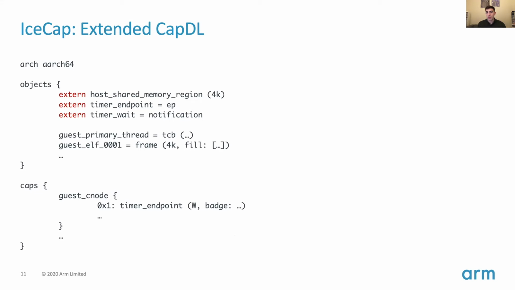CapDL used at platform runtime by the guest owner allows for the referencing of external objects provided as part of the guest context. For example, that context may include some pages shared with the host and a timer server interface with a set of permissions for each of those objects. We've introduced an extern keyword for this purpose. Note that we haven't extended any of the CapDL verification tools yet.